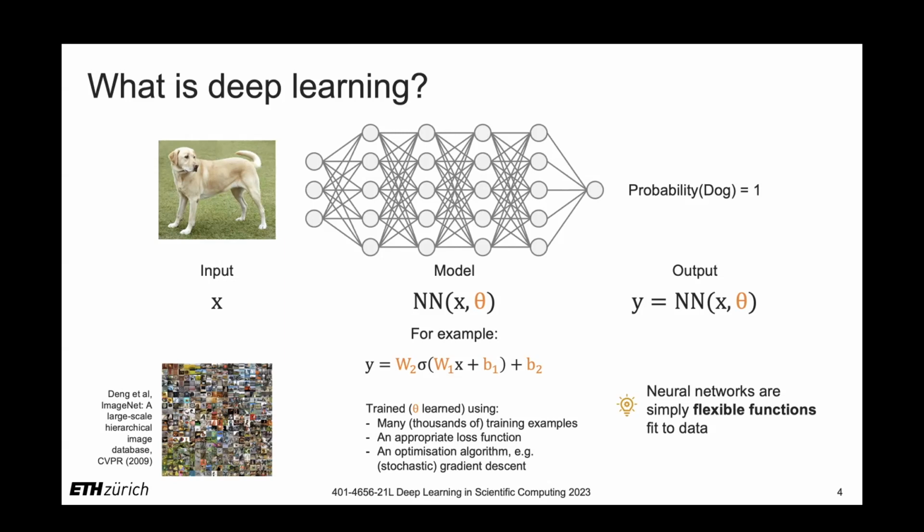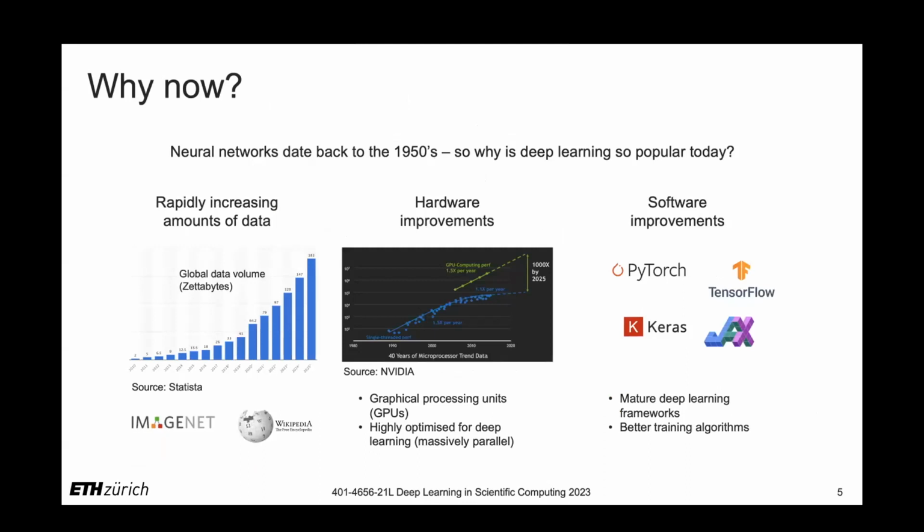Okay, so another question people often ask is, computer scientists were playing around with neural networks and came up with these ideas of brain-inspired computing back in the 1950s. So why is it so popular today? There are three big reasons, I would say. The first reason is, today we have exponentially increasing amounts of data in the world by some estimates. And this is really important. The more data you have, the better generally the deep learning model becomes.